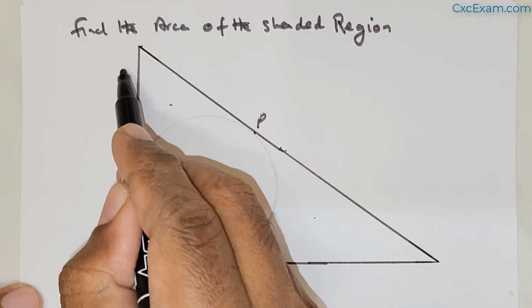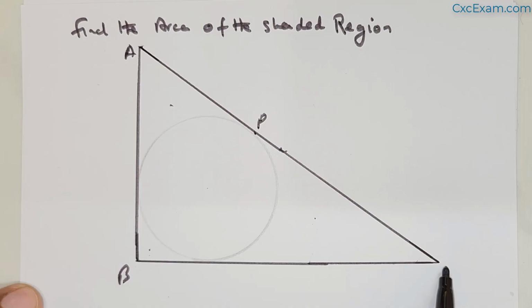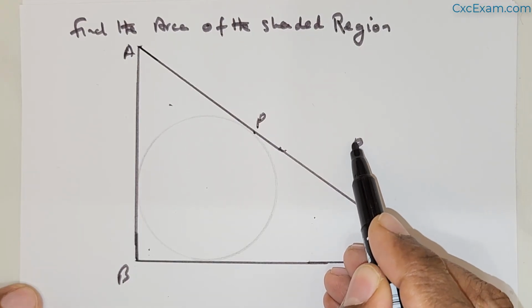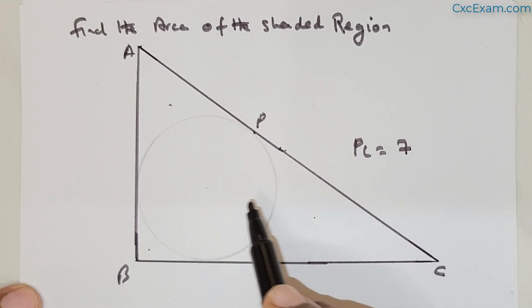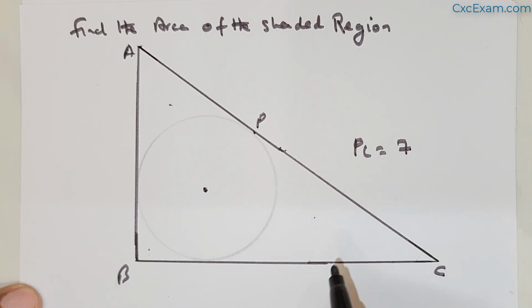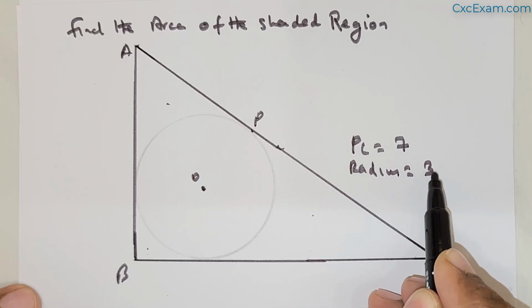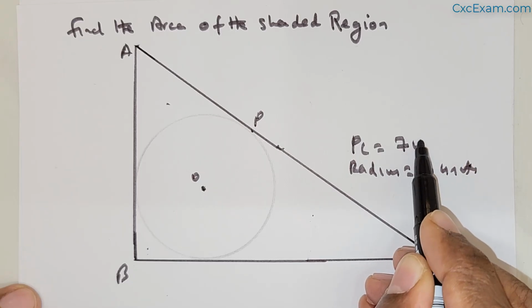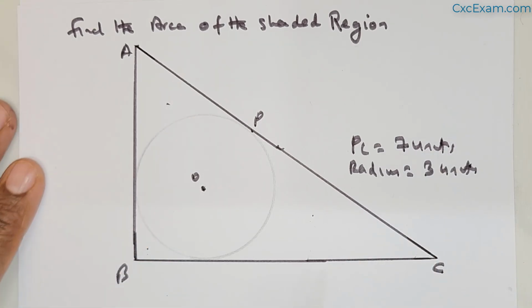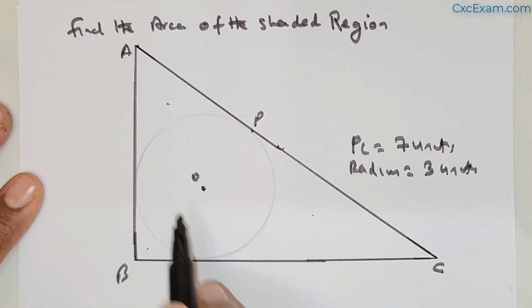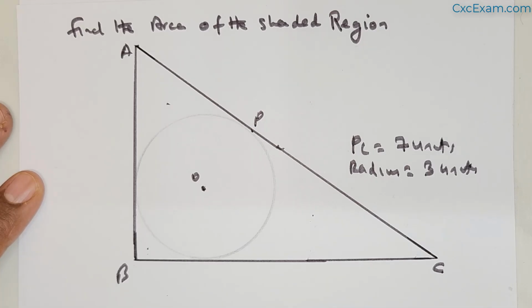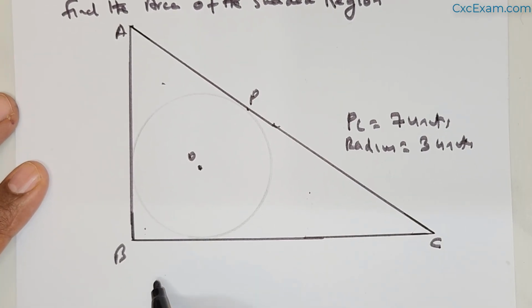and if I were to take this as A, B, C, we are given PC to be 7 units, and the radius of the circle is given as 3 units. So we will have to get the shaded region area. So foremost, what I wish to do is to use this tangent theorem.